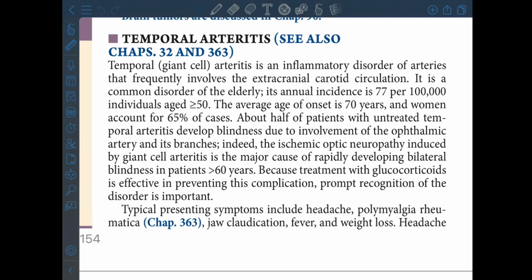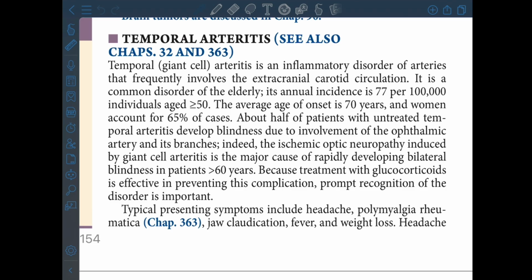Temporal arteritis. Temporal giant cell arteritis is an inflammatory disorder of arteries that frequently involves the extracranial carotid circulation. It is a common disorder of the elderly. Its annual incidence is 77 per 1 lakh individuals aged more than or equal to 50. The average age of onset is 70 years, and women account for 65% of cases.